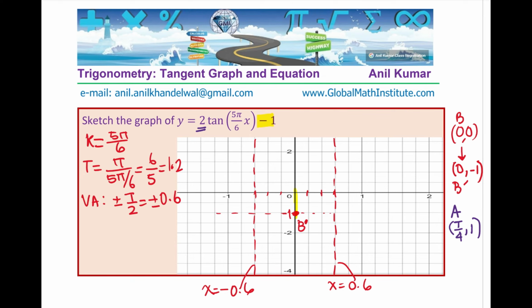Now let's figure out where will be A prime. So A prime will be at quarter of the cycle, and this 2 means 2 units above B. You get the idea. So quarter of the cycle will be half of 0.6, which is 0.3. So that is 0.3, right? And it will be 2 units above. That means 1 and 1, 2, right? So there you go. So that is the point which is A prime for us.